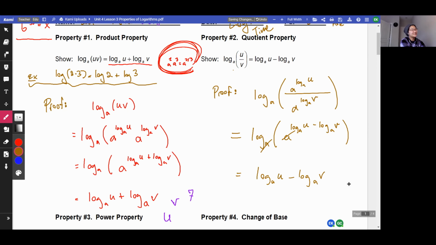Boom, proof. All right, we have these properties, and these properties are going to be invaluable when trying to solve equations that involve logs. Let's proceed.